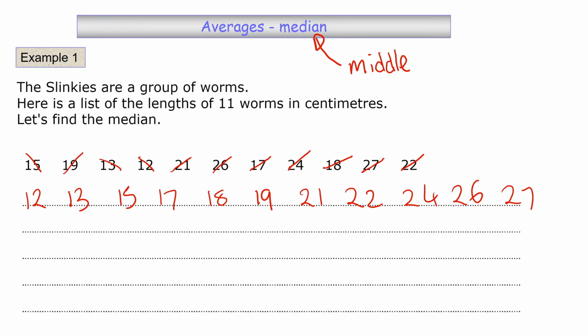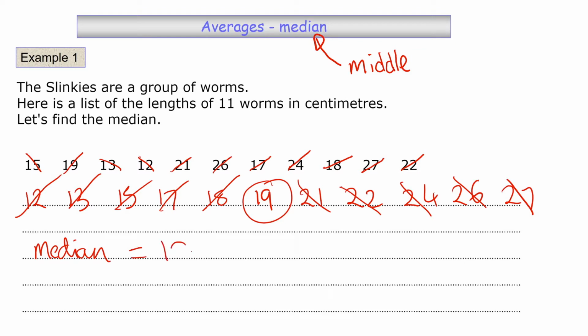Okay, so we've done step 1, which is putting them in order. Next step, we need to find the middle number in this row here. The way that I do that is you mark off from each end, and that means that we'd be left with what's in the middle. So the median for this set of data is 19 centimetres. The median length of the worms is 19 centimetres. And remember, an average is a number that is used to represent a set of data. So this would be used to represent the lengths of all 11 worms.